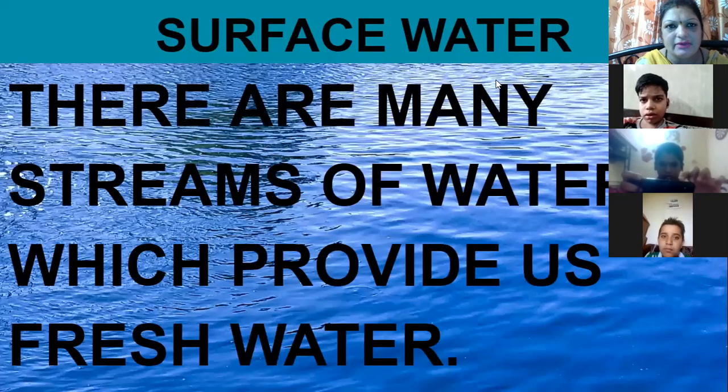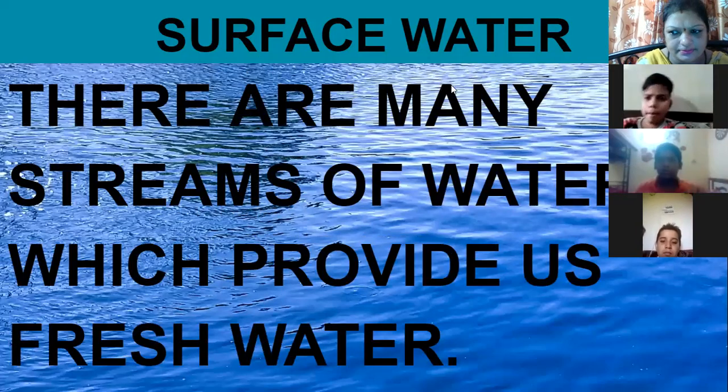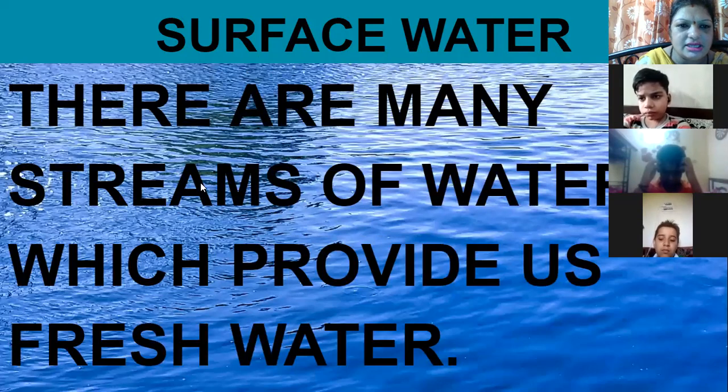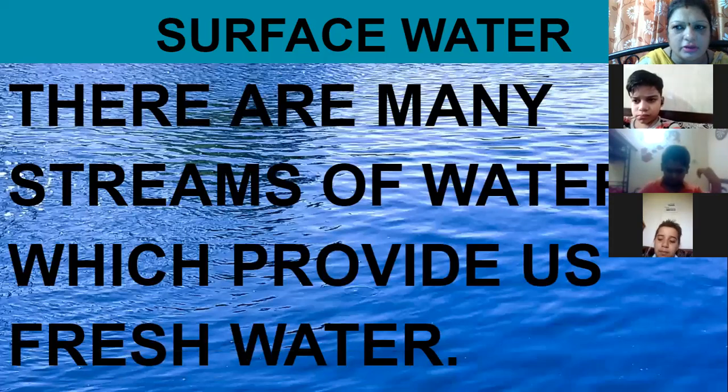So now let us see what is surface water. See, there are many streams of water which provide us fresh water. Fresh water means the water which we can drink. In the previous slides you saw the sea water or the ocean water is salty, we cannot drink it. But what about this fresh water? There are many streams of fresh water which provide us fresh water. We will see those streams ahead, from where we get the fresh water. That fresh water is known as the surface water.